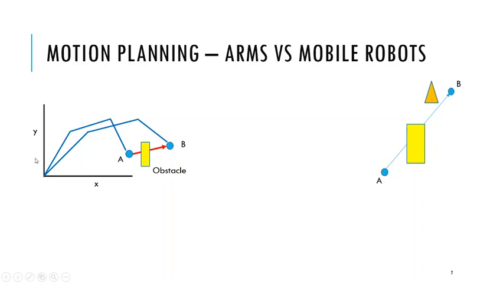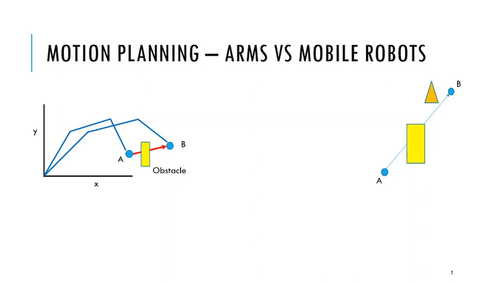For the robot arm, the base is fixed here, and the arm is an articulated device. So the question is how to get the end effector from point A to point B. What I need to do is decide how the joints need to move such that the end effector gets from point A to point B, and none of the links of the robot hits anything along the way. So that's the motion planning problem: find a path from the start to the goal for robot arms, and for mobile robots it's the same.